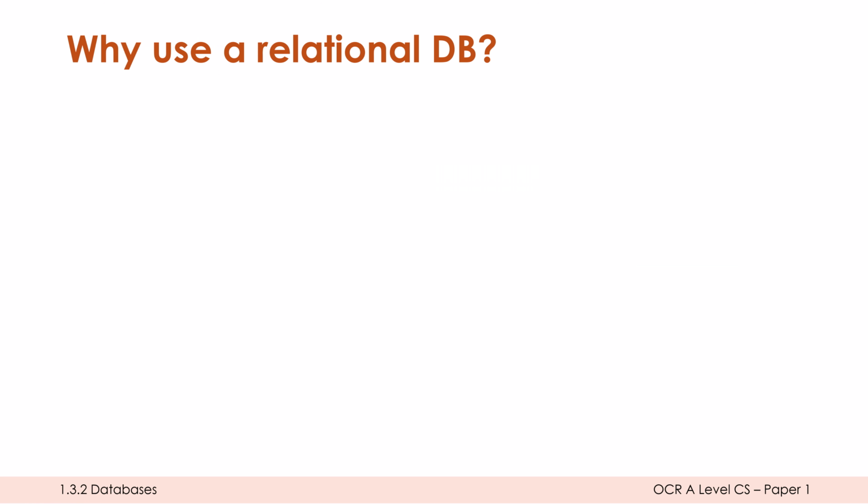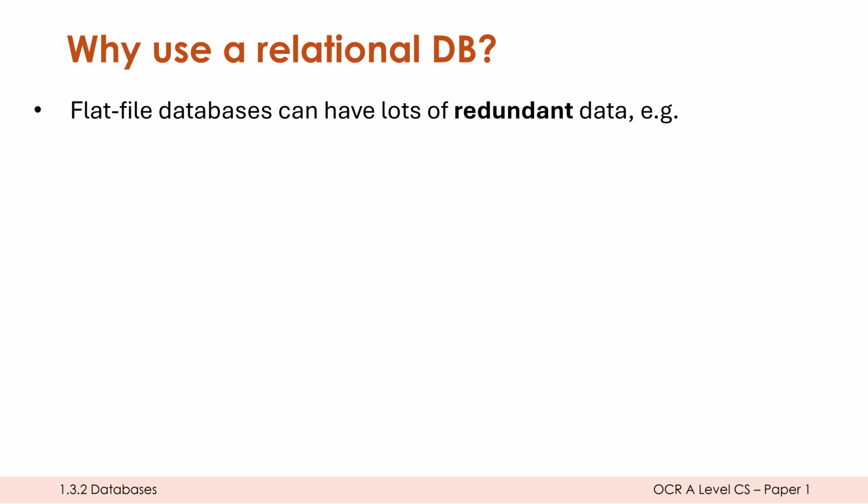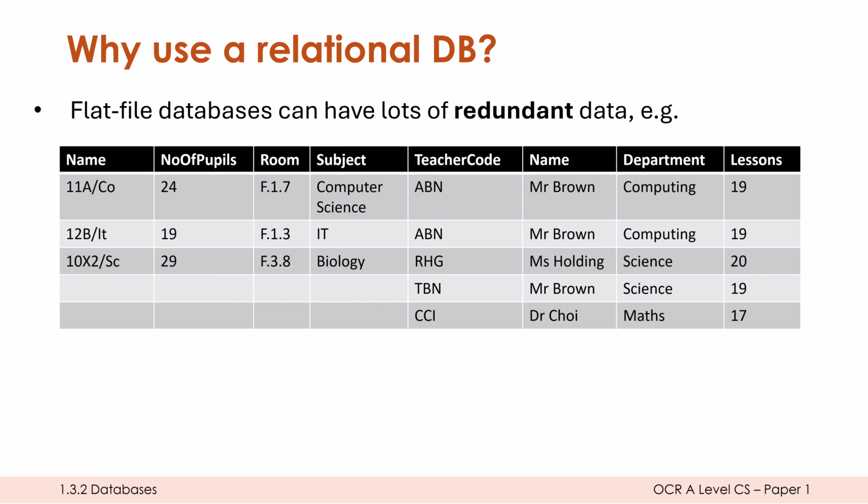So why should we use a relational database in most cases? Well, really, it's the opposite of all of the points I made about flat files, but there are another couple of points which are important to understand at this stage. So flat file databases can end up having lots of what we call redundant data. Redundancy within a table is a really bad thing. Redundancy means we've got something repeated unnecessarily or something which isn't needed, and that just wastes storage space, essentially.